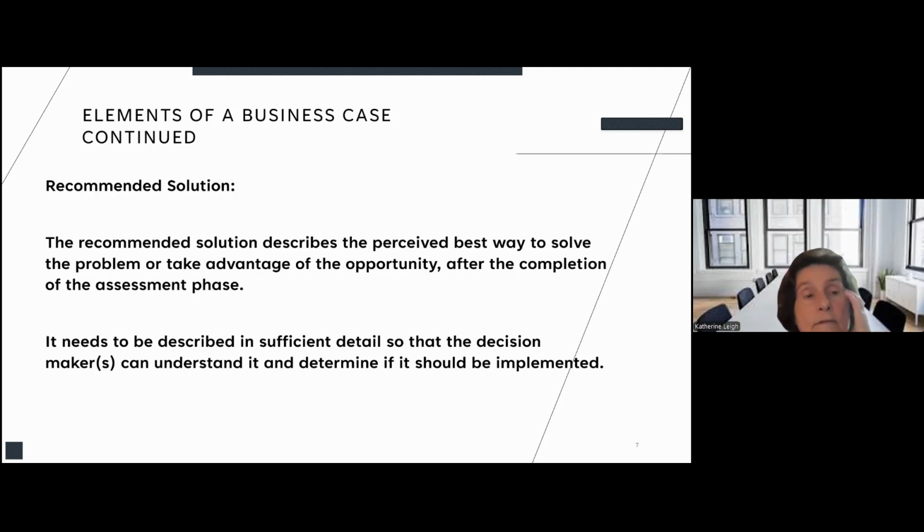So the recommended solution typically describes what is the perceived best way to solve the problem or take advantage of the opportunity after the completion of the assessment phase. It needs to be described in sufficient detail so that the decision makers can understand it and determine if it should be implemented. But not too much detail, because you don't want them to get bored, right? It needs to be clear so that they can for themselves determine if it should be implemented, because you may think it should be implemented, but not everybody necessarily agrees with you.